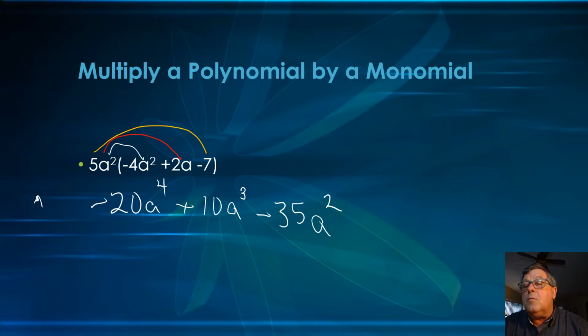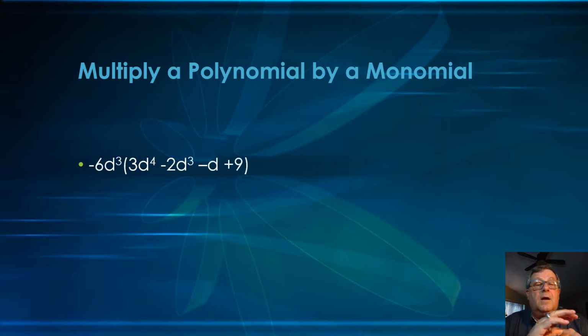Shall we do one more? Well, of course we should. All right, well, this time we got negative 6d cubed, and we're going to multiply that times 3d to the fourth, minus 2d cubed minus d plus 9. So we got four terms in this polynomial. We got a monomial of negative 6d cubed.